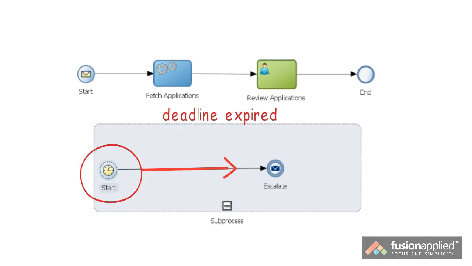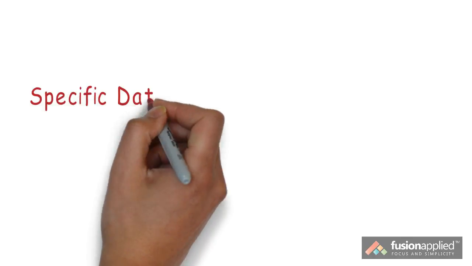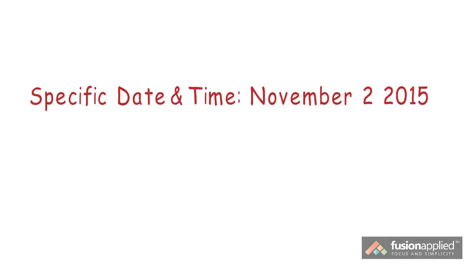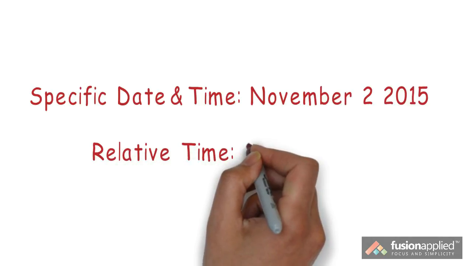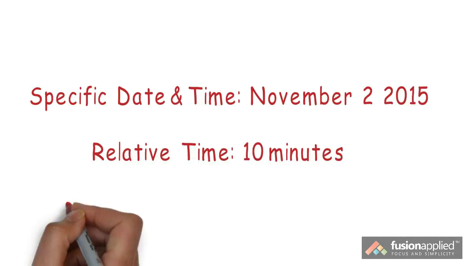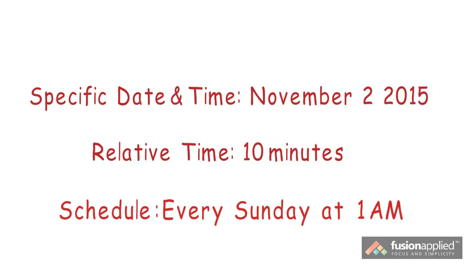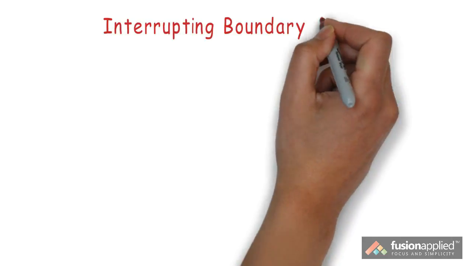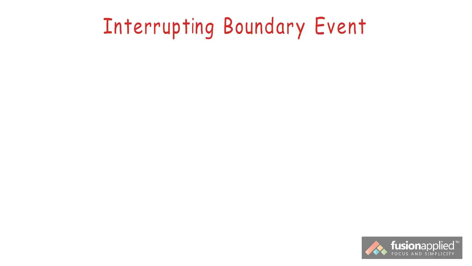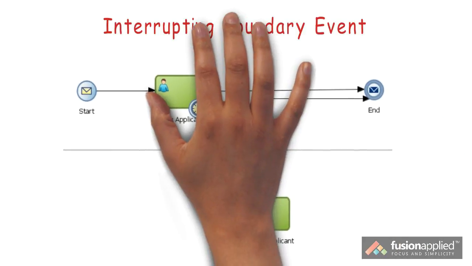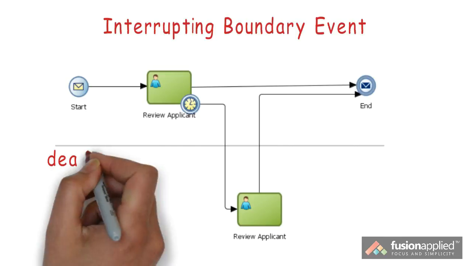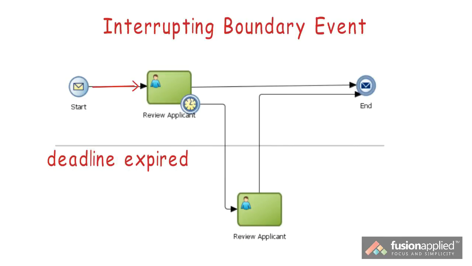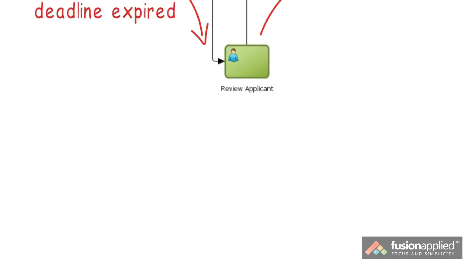Oracle BPM enables you to configure timers using a specific date and time, a relative date and time, or a schedule. When you define a timer event as a boundary event, you can choose to configure it as an interrupting boundary event. When an interrupting timer event fires, the token leaves the main process flow to follow the flow the timer defines. The flow that an interrupting event defines can resume the main process flow.